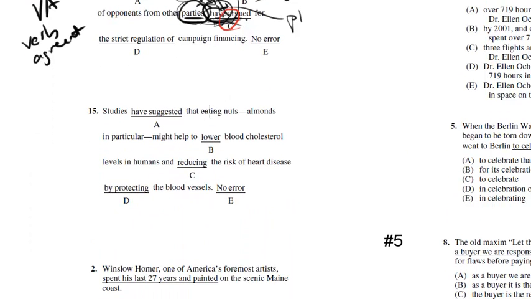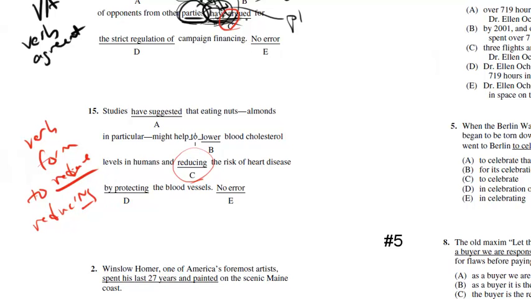Studies have suggested that eating nuts, almonds in particular, might help to lower blood cholesterol levels in humans and reducing the risk of heart disease by protecting the blood vessels. So this is an example of when you might hear this as an issue, and the issue here is with C, and that's the answer. This is an example of what I call verb form errors. Often it's confusing the infinitive version of a verb, so to reduce, versus the gerund, which is the ing version of it. That's often what they'll do.